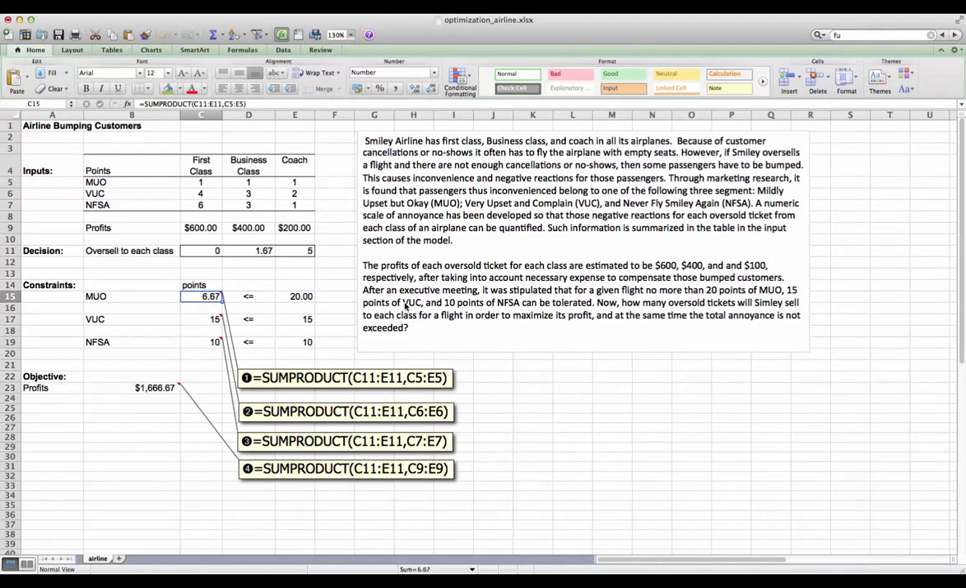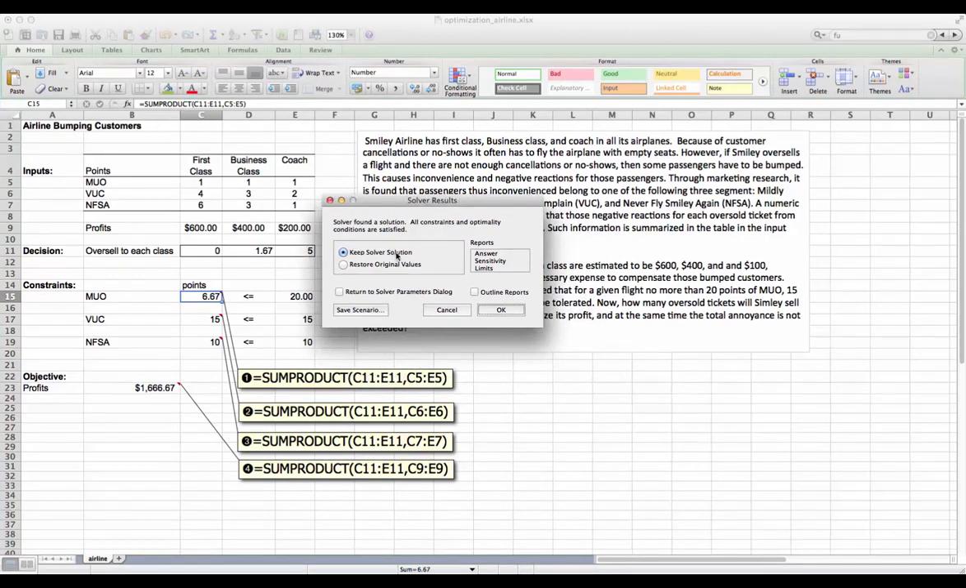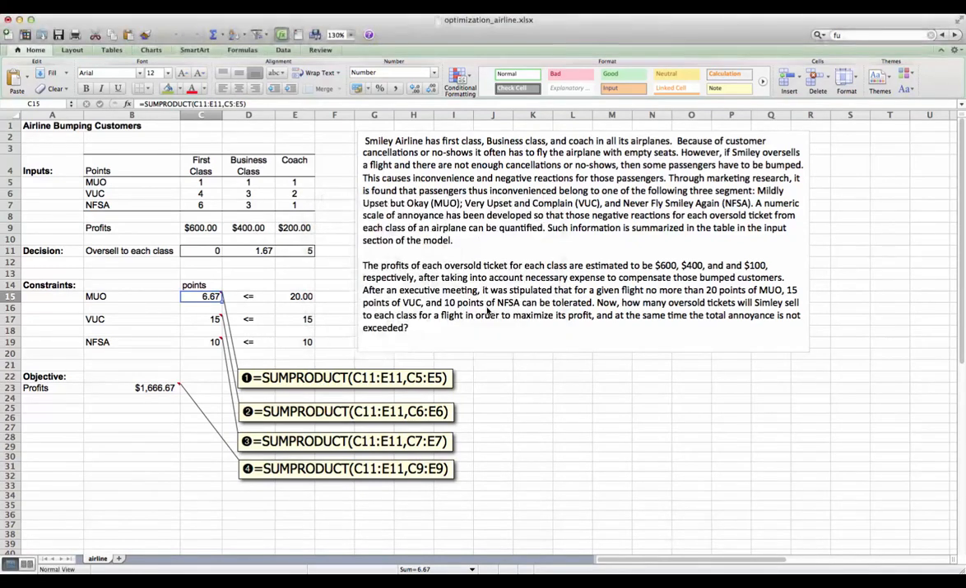So Excel very quickly finds a solution. All constraints and optimality conditions are satisfied. So in this optimal solution, it does not oversell to the first class, it sells somewhat to business class, and sells the most to coach. Also notice that in terms of constraints, for the latter two customer segments, they are binding, but for the mildly upset but okay customer segment, the points limit is not reached.